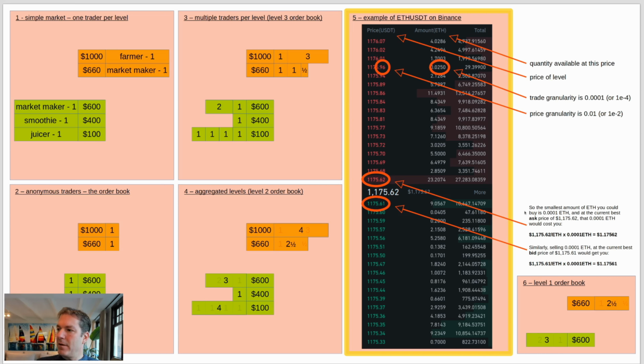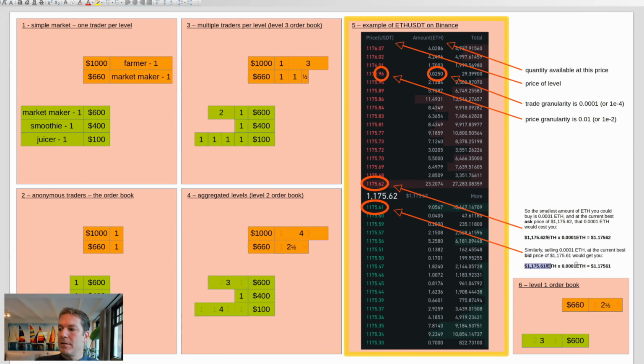Here's a little example of how when you want to be buying something, you'd be using the ask price. And here's when you want to be selling something, you'd be using the bid price. So it's the price times the quantity you want to be selling, gives you the total amount of dollars that you would earn for that Ethereum that you sold at that price level.